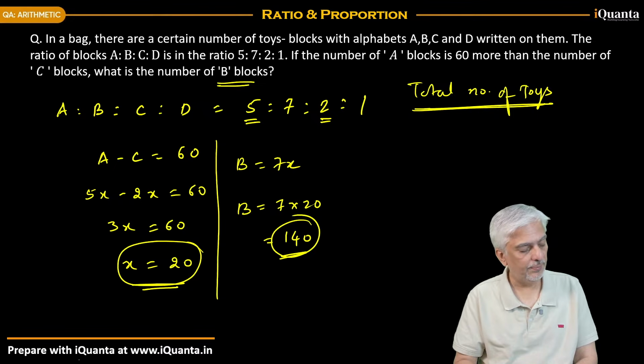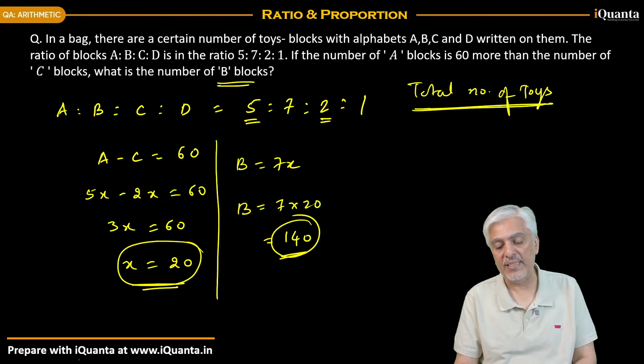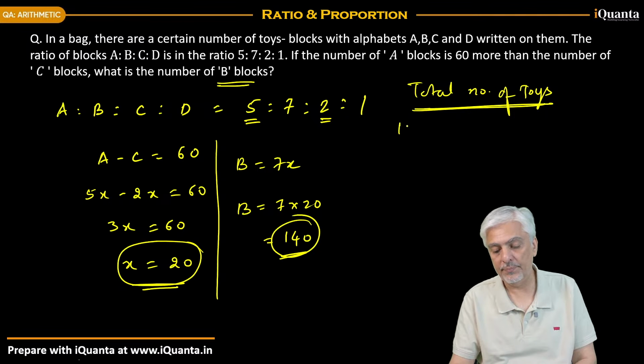Yes, Rishi. Total number of toys. Total will be 5x plus 7x plus 2x plus 1x. That is 12 plus 2, 14, 14 plus 1, 15x. 15x is the total. 5, 7, 12, 12 plus 2, 14 plus 1, 15. Total is 15x. So 15 into 20 would be 300.